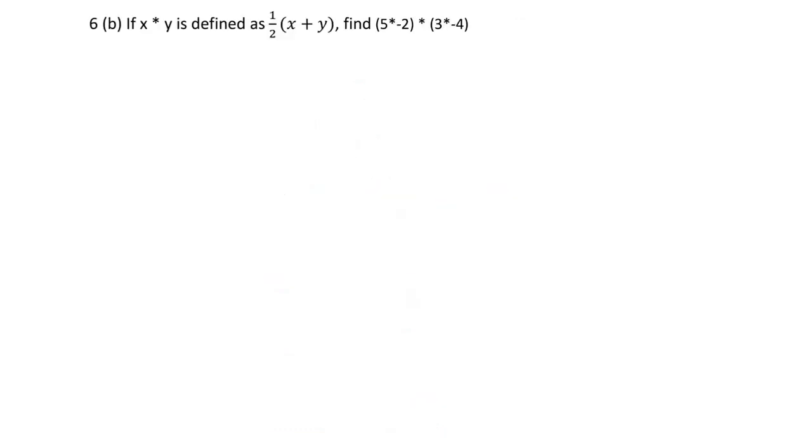Part B of the question: if x star y is defined as 1 over 2 times in brackets x plus y, find 5 star negative 2 star 3 star negative 4. Okay, so we have been given x star y equals 1 over 2x plus 1 over 2y.